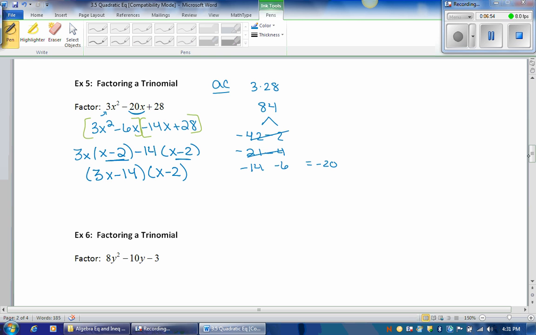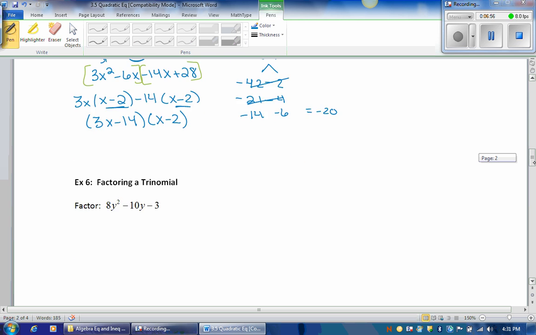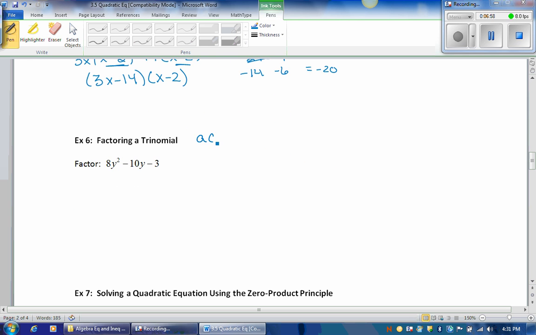Okay, so we're going to try the same thing with the next one. We're going to use the AC method again. 8 times negative 3 gives me negative 24. Any factors of negative 24 that are going to give me negative 10? 12 and negative 2 will give me a positive 10. Negative 12 and 2 will give me a negative 10, so that'll work. So we split this center term.